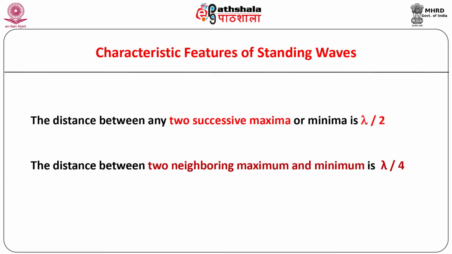We know that in the case of stationary waves on a string, the distance between two consecutive antinodes or nodes is lambda by 2. On similar lines, here also the distance between the successive maxima or minima is 1/2 the wavelength as shown. Similarly, the distance between two neighboring maxima and minima is lambda by 4.